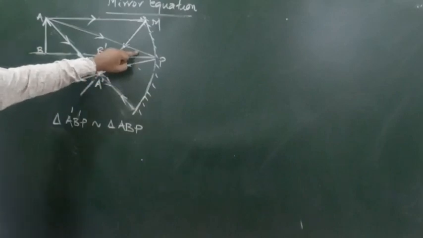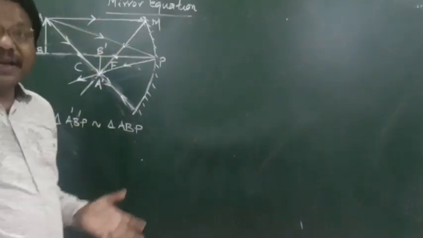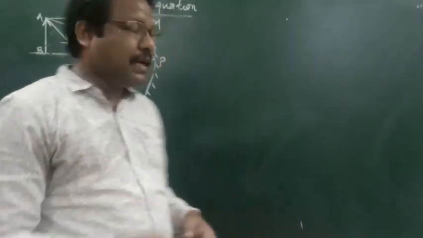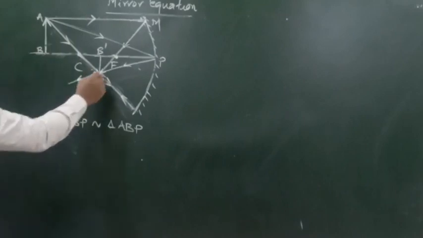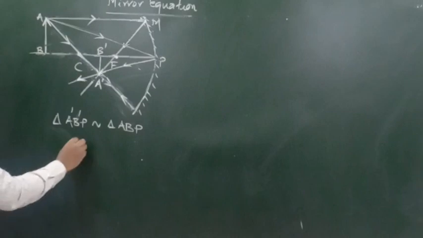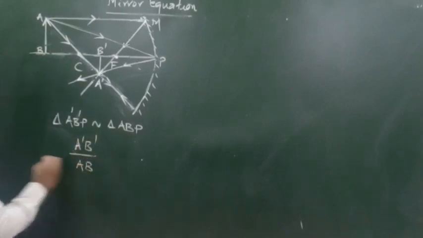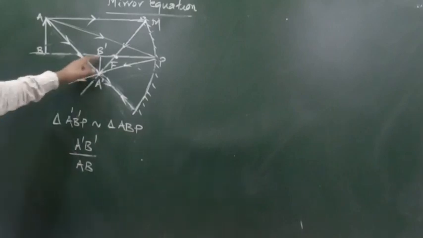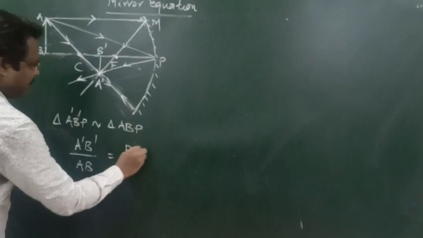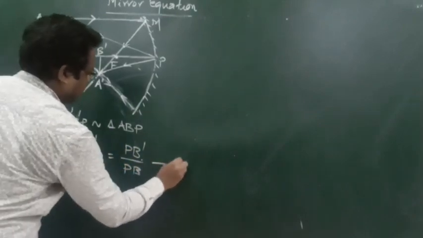This triangle A dash B dash P will be similar to ABP. Why? Because this is I, this is also I. This angle is 90 degree, this angle is also 90 degree. दो angle अगर equal हो गए तो triangle क्या हो जाते हैं? Similar. आप समझ रहे हैं? So here the triangle A dash B dash P is similar to ABP. So from here you may write what? A dash B dash upon AB. Okay? A dash B dash upon AB must be equal to PB dash upon PB.